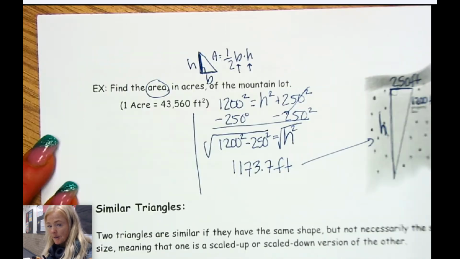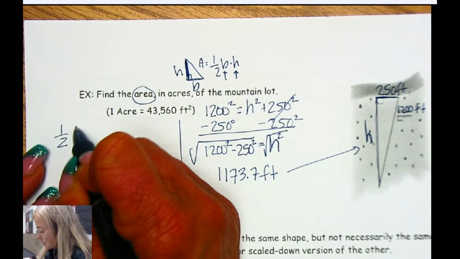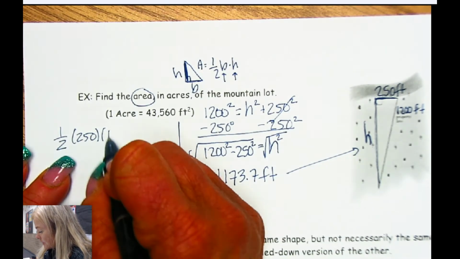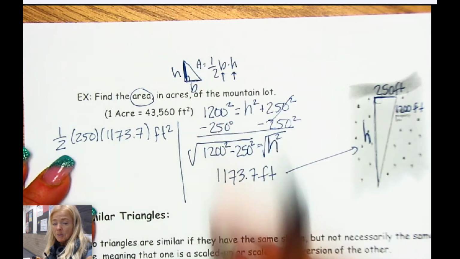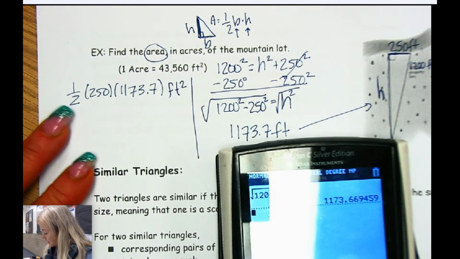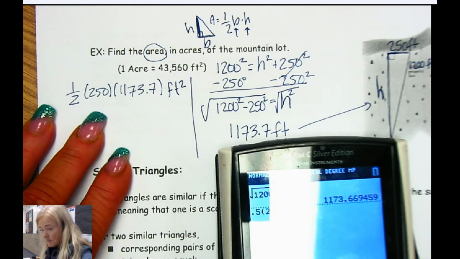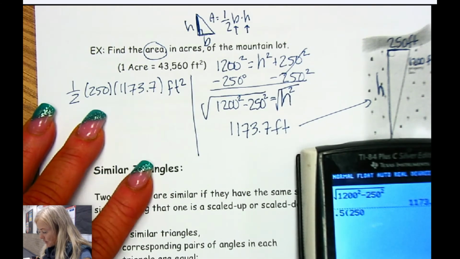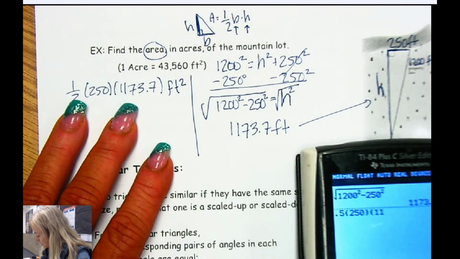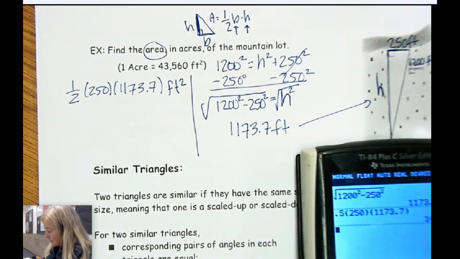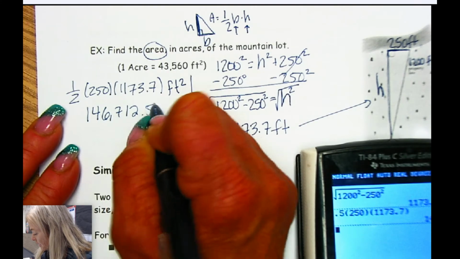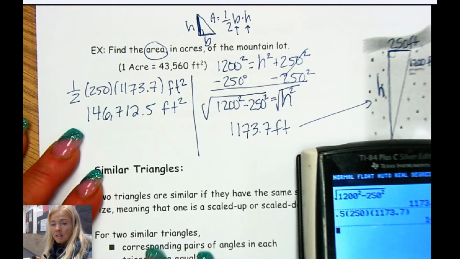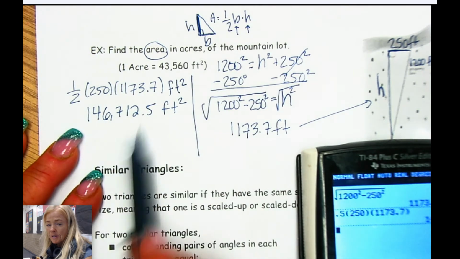Now I'm going to find the area. So the area is going to be 1/2 times 250 times 1,173.7. All right, and it's area, so it will be square feet. So if I put that in my calculator, I'm just going to do 0.5 times 250 times 1173.7. All right, and that is 146,712.5 square feet.